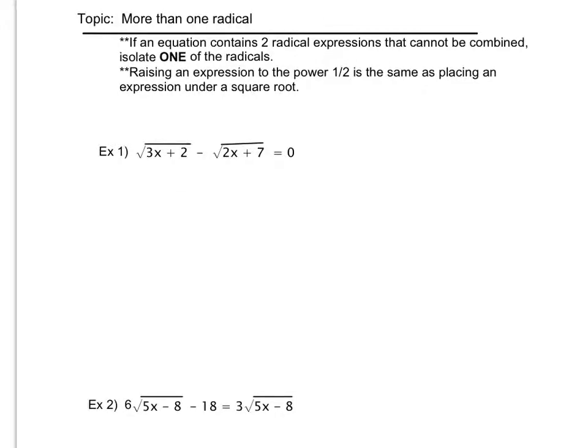Sometimes we run into situations when we're solving radical equations where there's more than one radical expression. So if an equation contains two radical expressions that cannot be combined. If we have something like the square root of 3x and the square root of 3x, we can combine those. Those would be considered like terms. However, if I have something like the square root of 3x plus 2 and the square root of 2x plus 7, those are not like terms. So we want to just pick one radical to isolate.